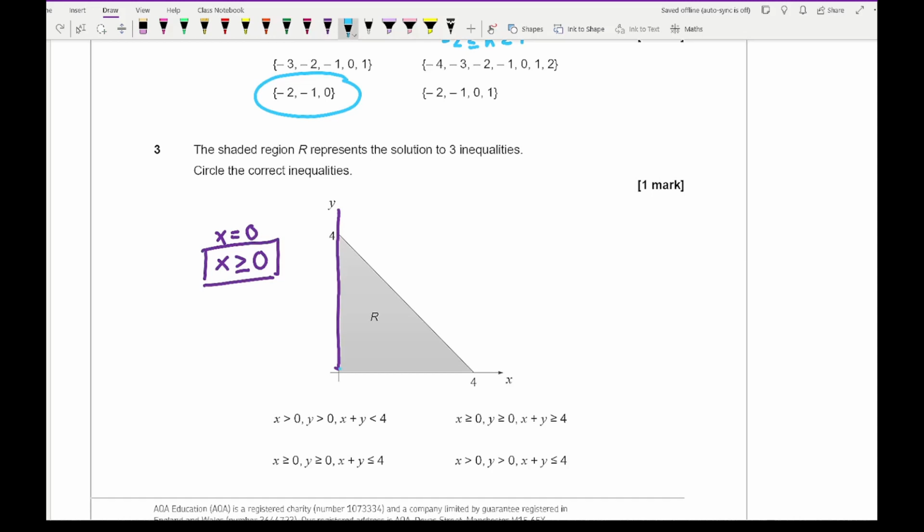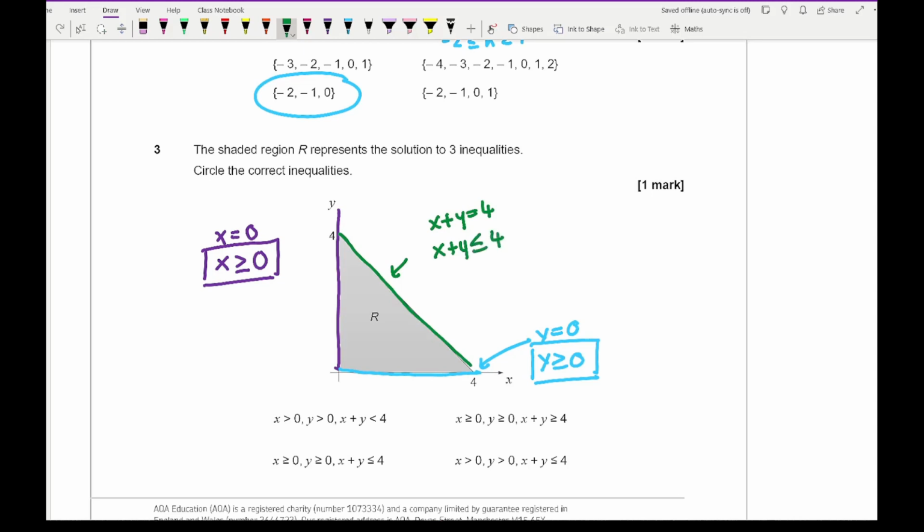The next line that I can see in terms of this inequality is this blue line, and that has an equation of y equals 0. So again, I want above that line, and it's a solid line, so that is the equation that I'm looking for. And then finally, this diagonal line here, that has an equation of x plus y equals 4. And because I want below the line, and it's a solid line, I want less than or equal to. There is the option I want. So which of these 4 options gives me those equations in the box? Well, it's going to be our third option here.